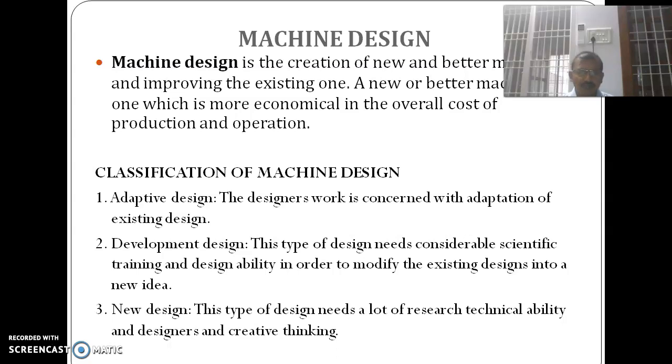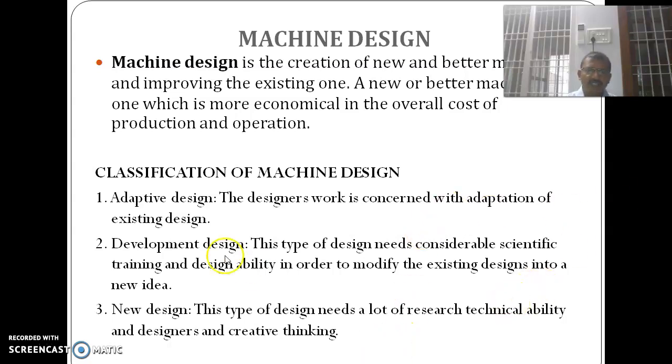The three different types of design are adaptive design, development design, and new design. In the adaptive design, we are not going to design anything, but we are going to adapt the design of some other component for this design. In development design, we are modifying the existing design and making a new design. And the new design is the creation of a new idea or finding a new machine. So it needs creativity and innovation. To develop a new design, the creativity and innovation of the designer is very much essential.